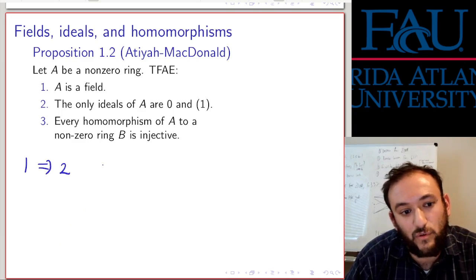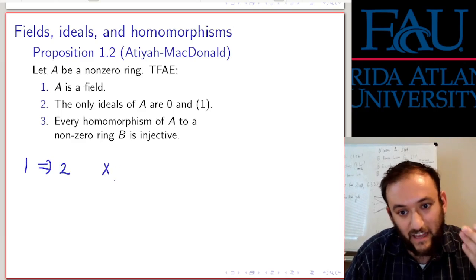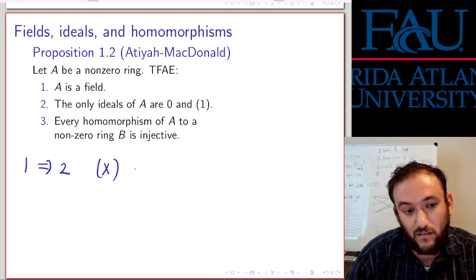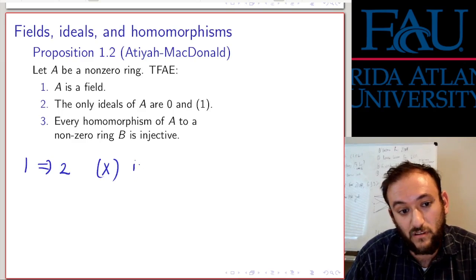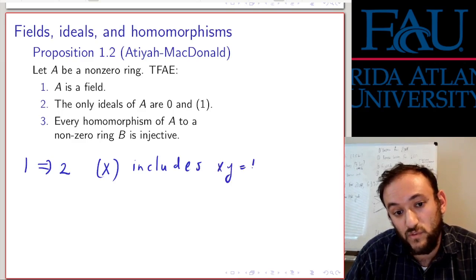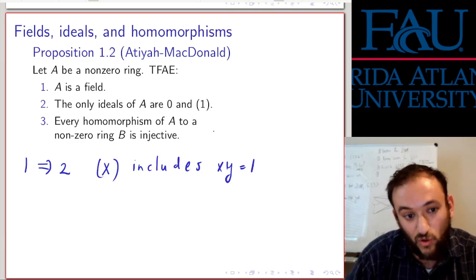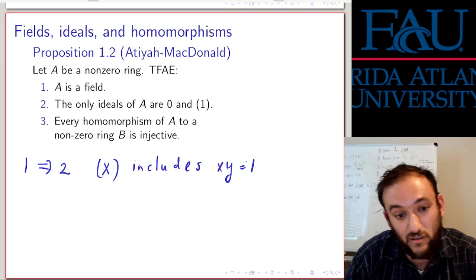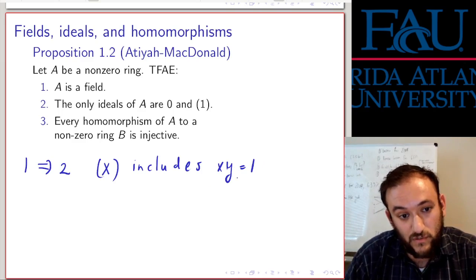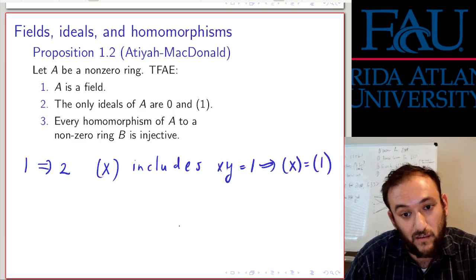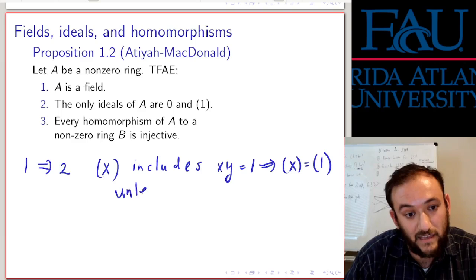if everything is a unit, then for any element X, if you want to look at the principal ideal associated to it, this will include XY equals 1 for some Y, right? Because everything is a unit. But that means that it's the whole ring, unless X is 0.